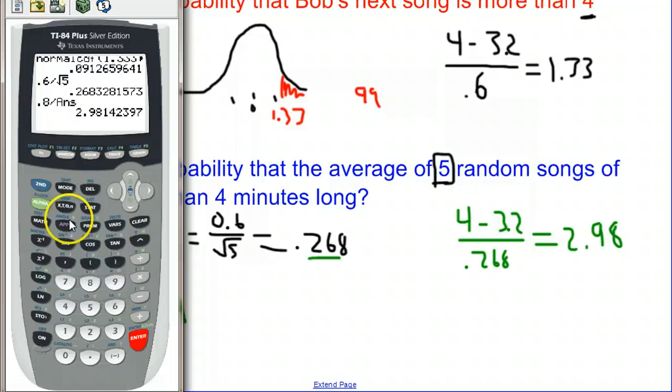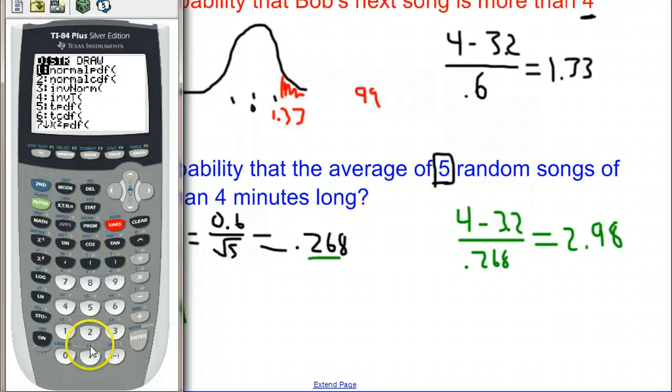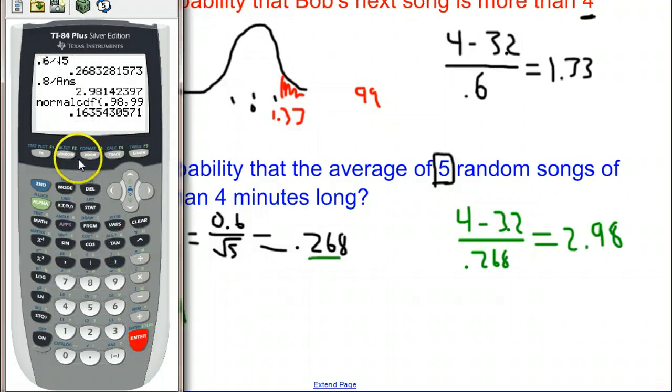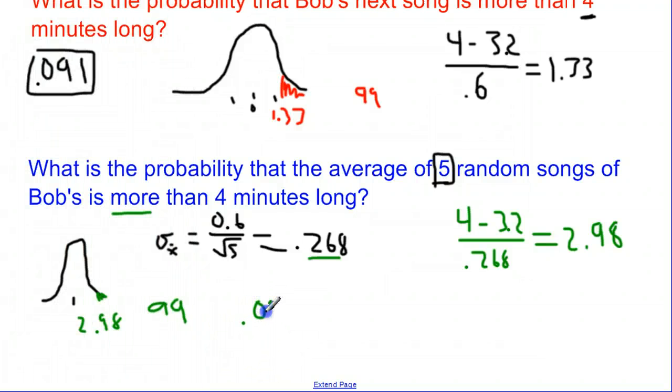I do my normal CDF, 2.98 to 99. Let me fix that. If you make a mistake, you can always hit second enter and go back and edit your value. It is 2.98. And that gives me a probability of 0.00144. So 0.001 is the probability of being above that z-score, which is the probability that an average of 5 songs of Bob's is more than 4 minutes long.